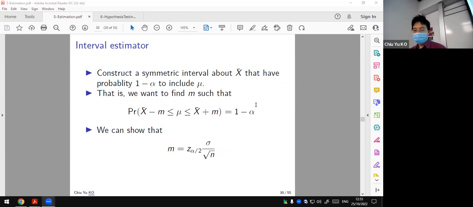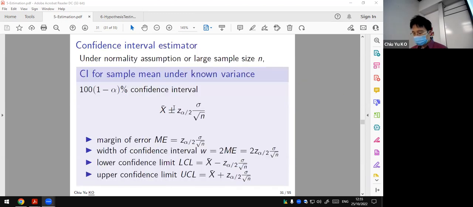Just one more terminology. It's an x bar, and you go left and go right by m. This is x bar plus m, and this is x bar minus m. They call this value the UCL, upper confidence limit, and this is the LCL, lower confidence limit. And the m is called the margin of error.